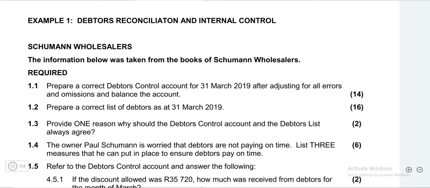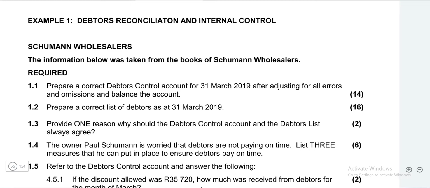So with that out of the way, let's get into the lesson of the day. In today's lesson, we're going to be looking at debtors reconciliation, and this is one of the most important topics that we will ever do in accounting. It is there in grade 10 up until grade 12, but obviously the levels of complexity increase.